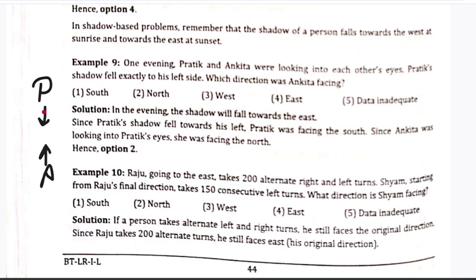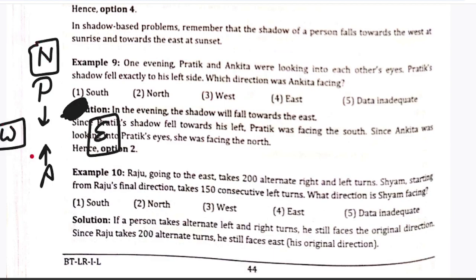तो प्रतीक की shadow कहाँ जा रही है? उसके left पे जा रही है. So where is the left? The shadow is here, left. Now this is the evening time. Evening में shadow कहाँ होती है? East में होती है. That is an east. That means this direction will take us at east. This direction is west. This direction is north. And this direction is gonna be south. Now which direction is Ankita facing? She is facing north. That is the answer.